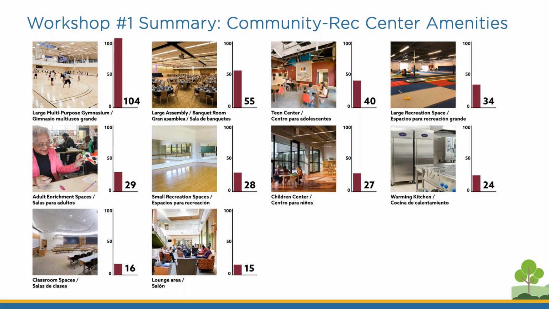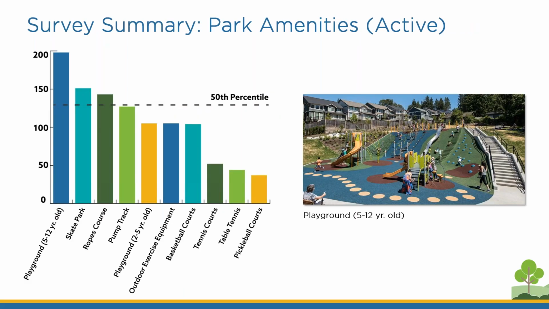We understand that not everybody was able to attend the workshop in October, so an online survey was created to capture additional feedback. This allowed people that were unable to attend the workshop an opportunity to vote for their top amenities. The top survey results for active park amenities included playgrounds, skate park, ropes course, and pump track. But other strong desires included outdoor exercise equipment and basketball court.